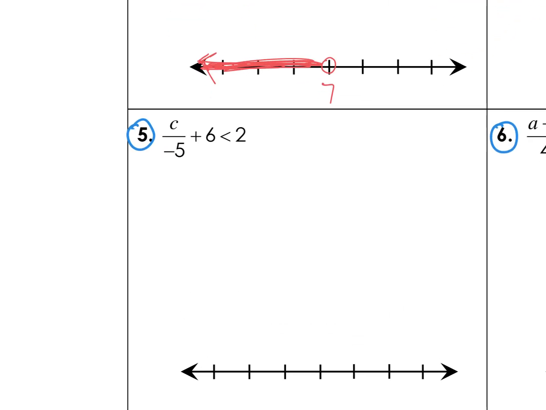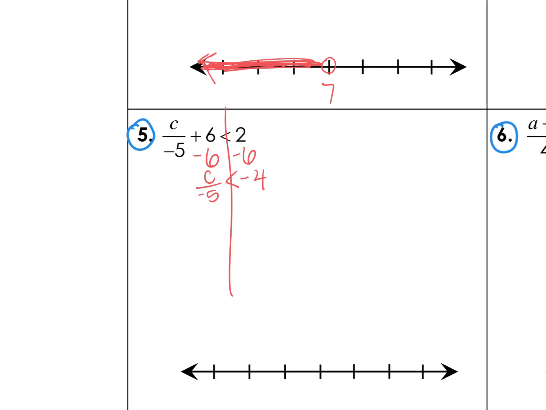But if we look at this first one, first thing I'm going to do is get rid of this plus 6. So I'm going to subtract 6 from both sides. Okay, 2 minus 6 leaves me with negative 4. As I'm writing this inequality, I'm thinking, did I multiply or divide? No, so nothing changes. Copy down your c over negative 5. This is a fraction. A fraction is just a fancy division problem. The opposite of division is multiplication. So we're multiplying both sides by negative 5.